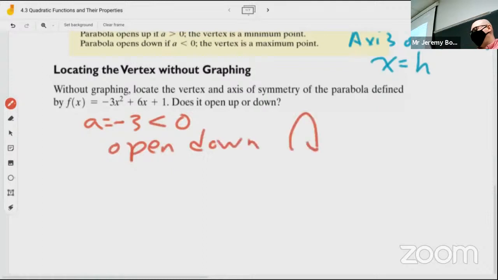So we know our graph is going to be shaped like that. It could be wide, it could be skinny, it could be located wherever, but we know it is shaped like that. And now we know that our range is going to go from what? Negative infinity to k, because it goes all the way down to negative infinity. That's some good stuff too.